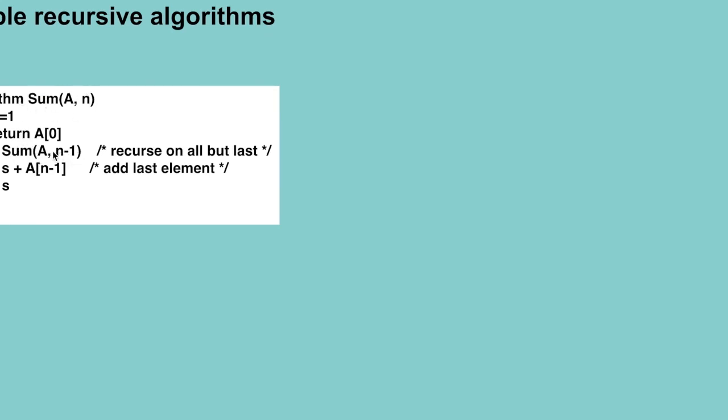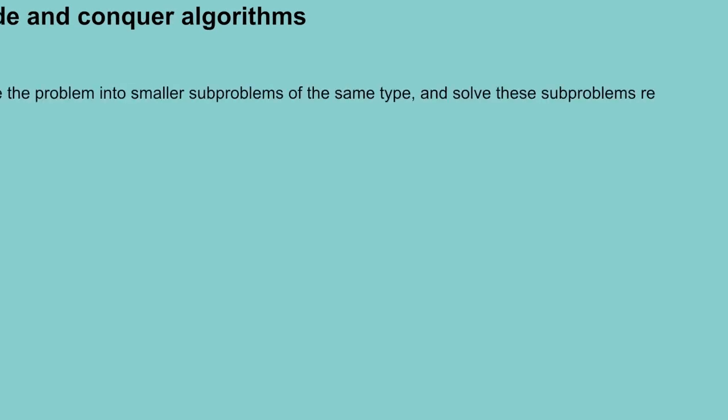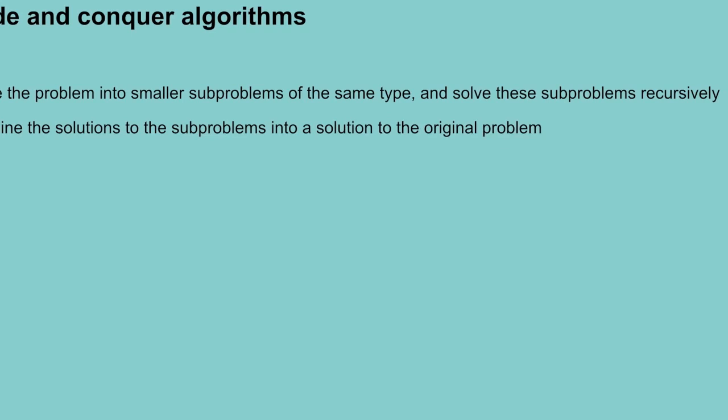The next type of algorithm is divide and conquer algorithms. This type of algorithm consists of two parts. The first part is that they divide the problem into smaller subproblems of the same type and solve these subproblems recursively. The second part is that we combine the solutions to the subproblems into a solution to the original problem. Traditionally, an algorithm is called divide and conquer if it contains at least two recursive calls. Quicksort and merge sort can be examples of divide and conquer algorithms.